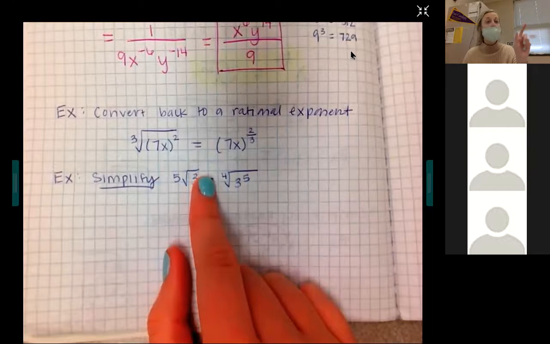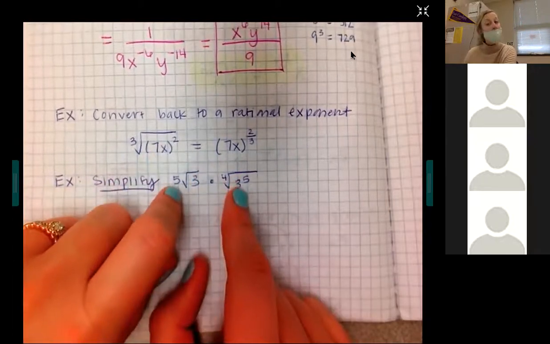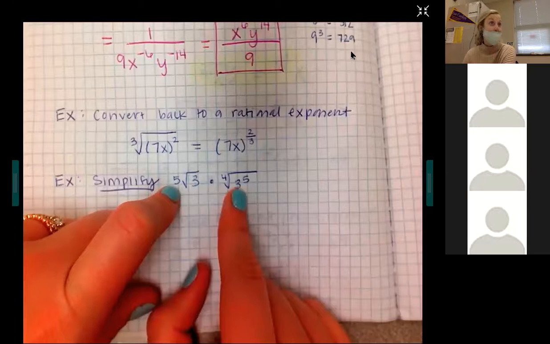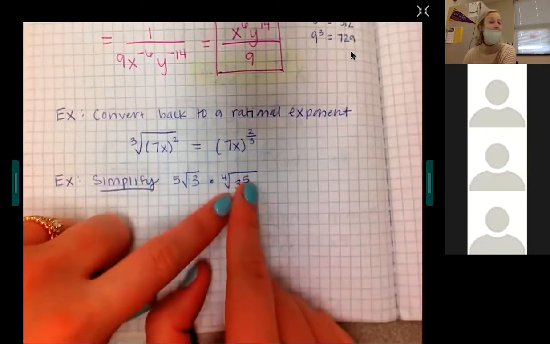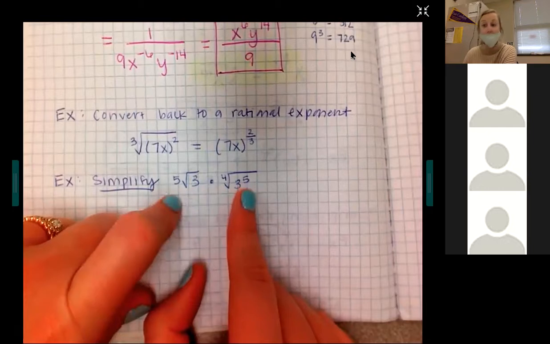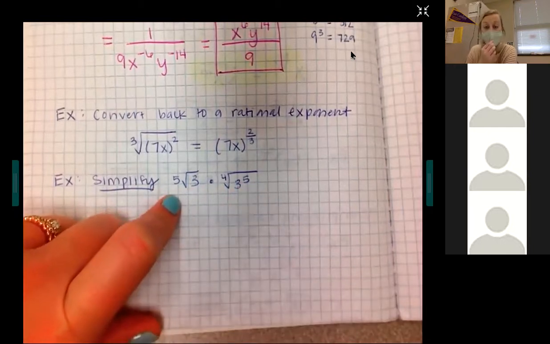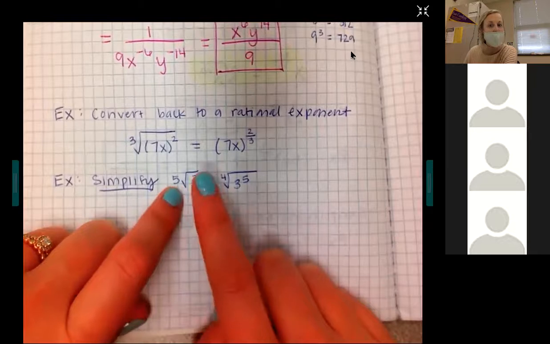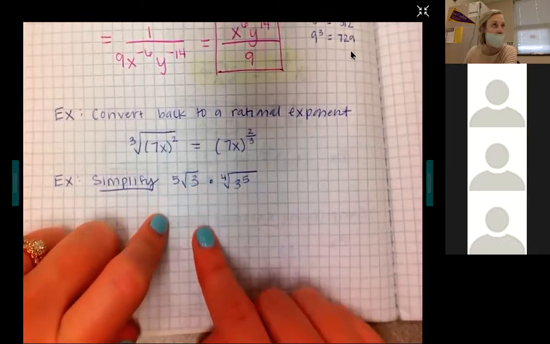Now, I'm going to tell you for this one, you have to convert first because I haven't taught you how to multiply radicals that have different indexes. This is a 5th root, this is a 4th root. Can't put them together. So good, let's convert first. If this is the 5th root of 3, how would I write that with a fractional exponent?